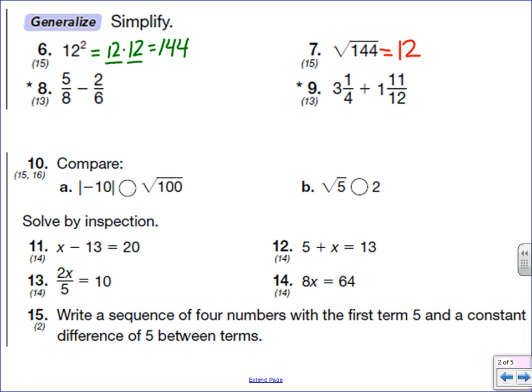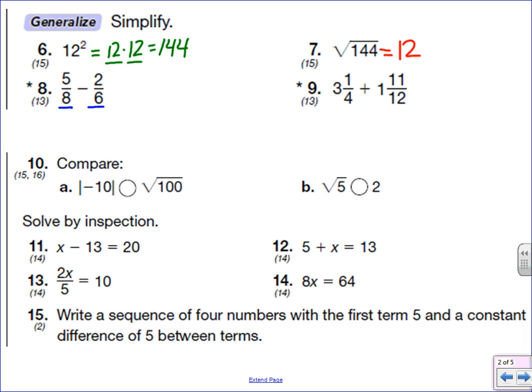In number 8, we have fractions being subtracted. When we have that, we need to make sure that they have a common denominator. Right now we have 8 and 6. They don't match, so we need to find that common denominator. Looking at those two, 6 does not go into 8 and 8 does not go into 6. So I'm going to write out or think out the multiples of each.